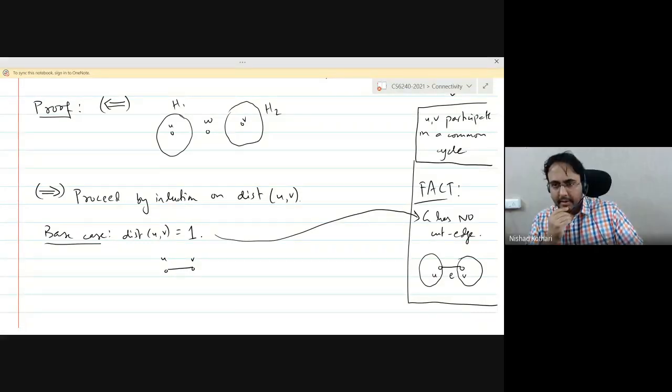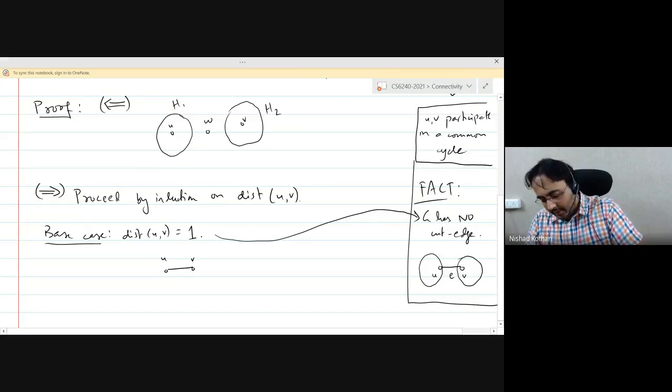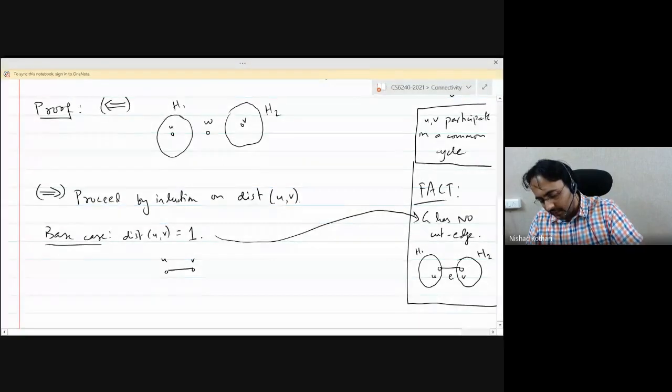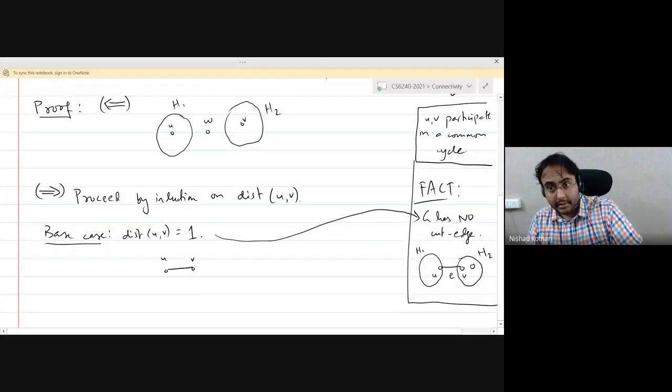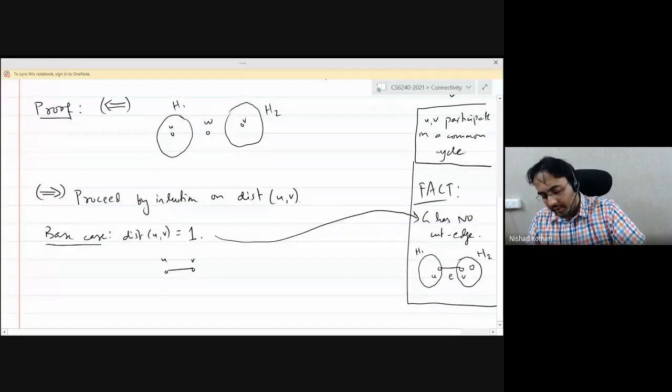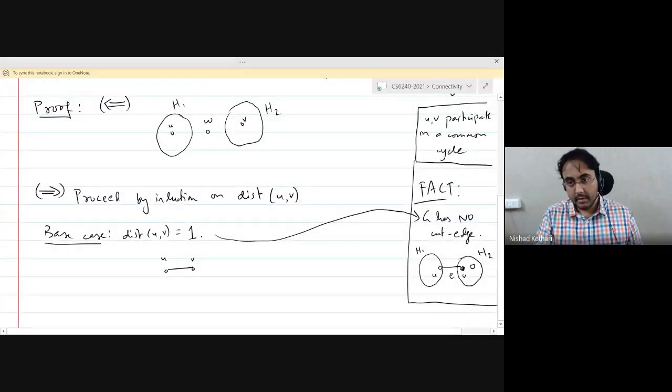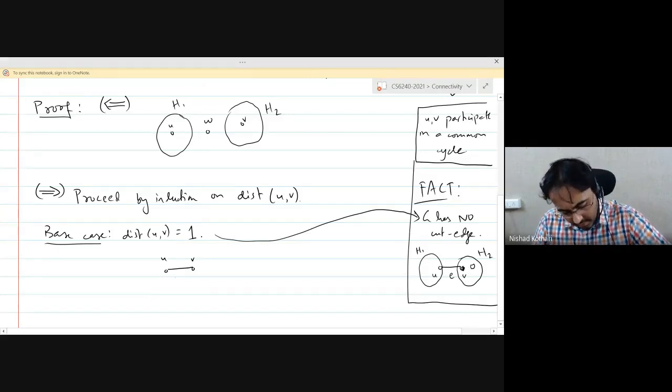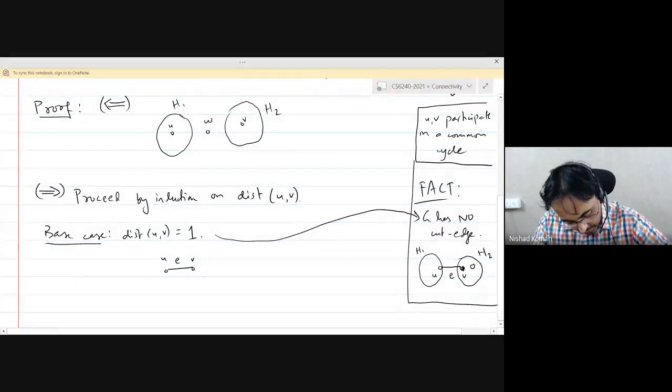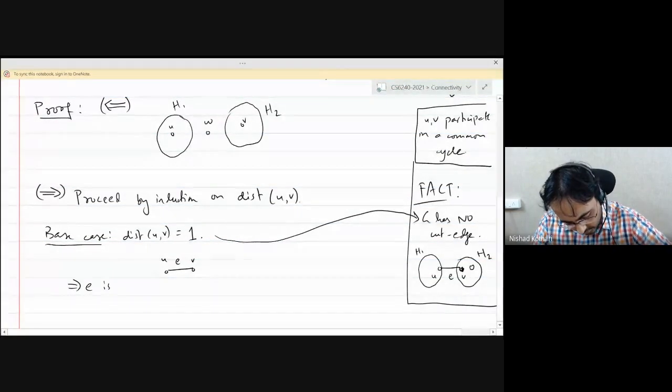Exactly. Because the graph has at least 3 vertices, one of these two components, H1 and H2, the components of G minus E, has to have another vertex. Let's say this one has another vertex because the graph has at least 3 vertices. Now observe that V is a cut vertex. So if you have a cut edge, then you also have a cut vertex, and you need the assumption that the graph has at least 3 vertices. So this implies that E is not a cut edge.